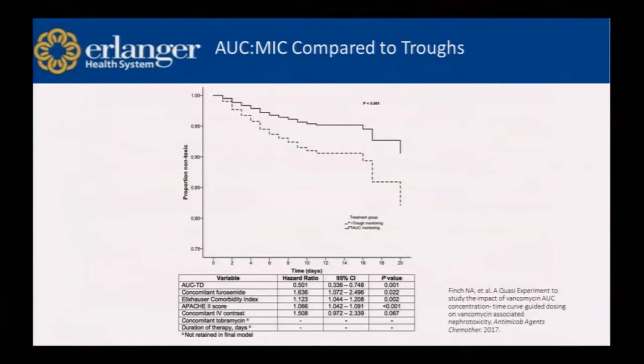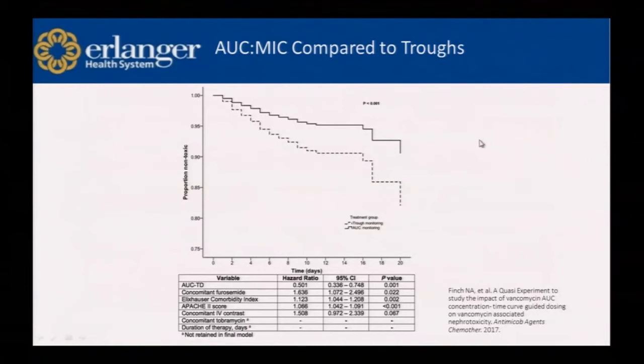So the next study I would like to discuss is by Finch and colleagues. They studied at Detroit Medical Center the transition from trough-based monitoring to AUC MIC-based monitoring, and then compared the patients who remained non-toxic or non-nephrotoxic between the two groups. So as you can see here, our dotted line is trough monitoring, and our solid line is the AUC MIC monitoring.